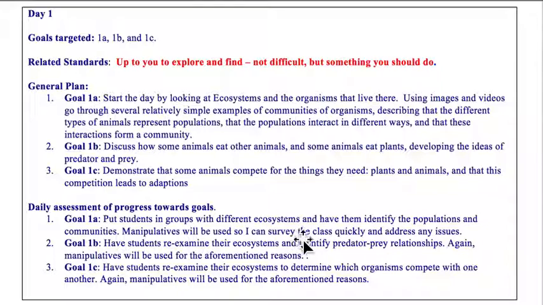Doesn't need to be an exit slip, right? In this case, I'm talking about having kids work in small groups and using manipulatives. I walk around the room, see who's getting it, boom, done, move on. Next one, right? Have students re-examine their ecosystems and identify predator-prey relationships with these manipulatives I gave. Do the same thing, monitor it, boom, done, move on. And so on. So you don't need to create a worksheet or have a quiz or anything like that, but you do need some way to know whether or not your students get it.